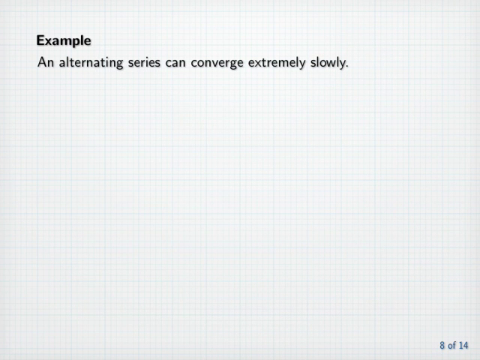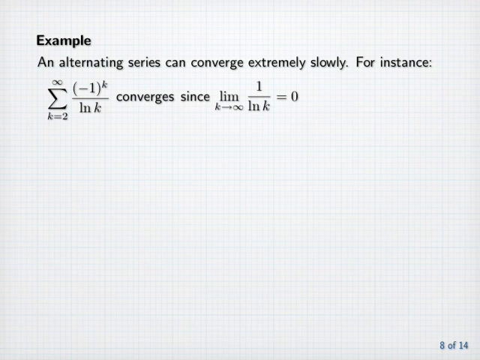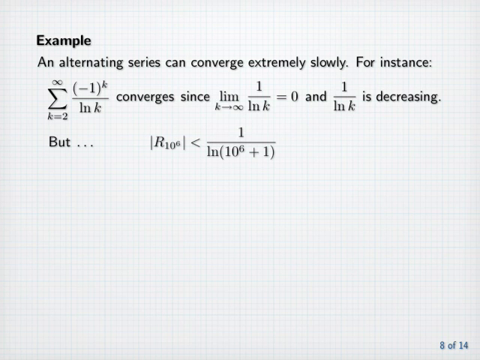Example. An alternating series can converge extremely slowly. For instance, the sum from k equals 2 to infinity of minus 1 to the k divided by the natural log of k converges since the limit as k goes to infinity of 1 over the natural log of k equals 0 and 1 over the natural log of k is decreasing for all k greater than or equal to 2. But if we compute an estimate on the 1 millionth remainder, we find that the absolute value of that remainder is less than 1 over the natural log of 1,000,001, which is approximately 0.072, which is not a particularly small number.